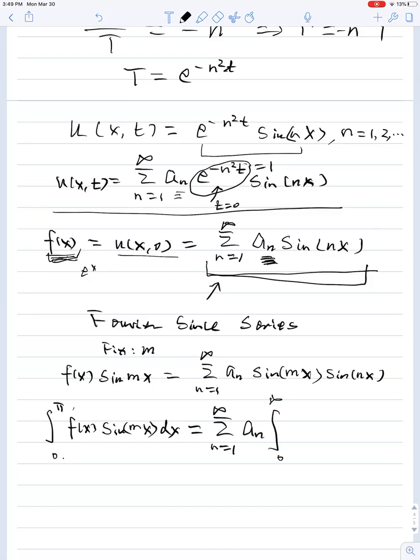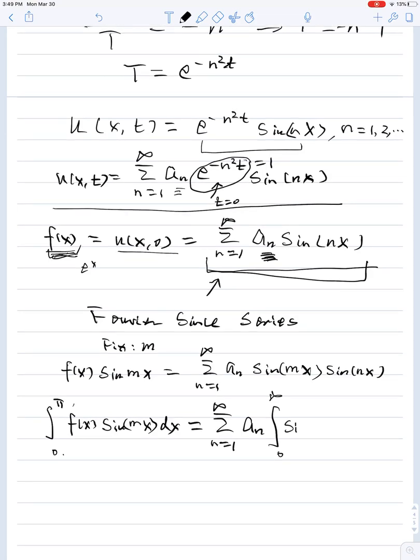This interchange of the integral sign and infinite summation sign actually requires some justification, but Fourier did not care about that at the time. So he just assumed that you can always do that. So then you would have this dx. Now, how do you evaluate this integral?